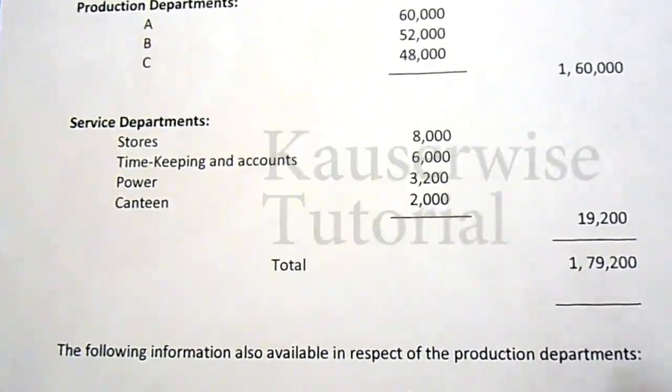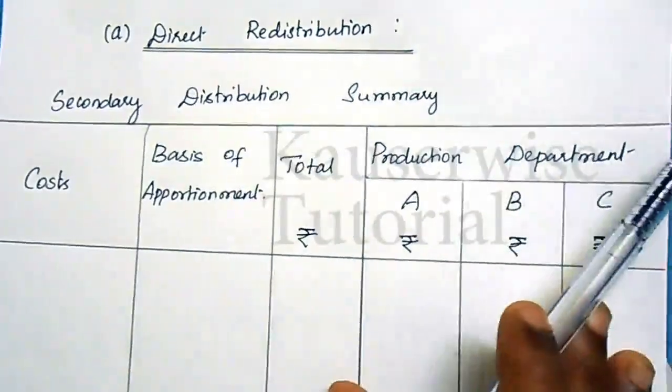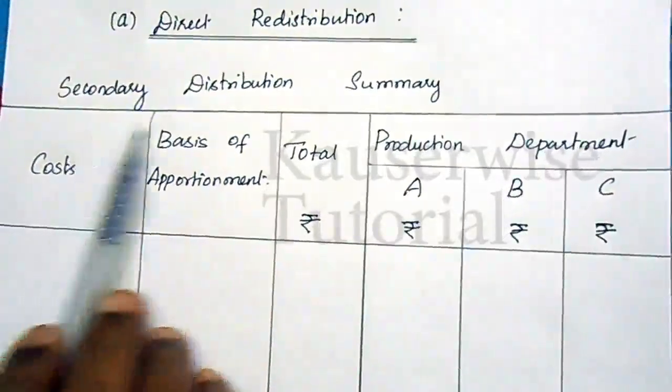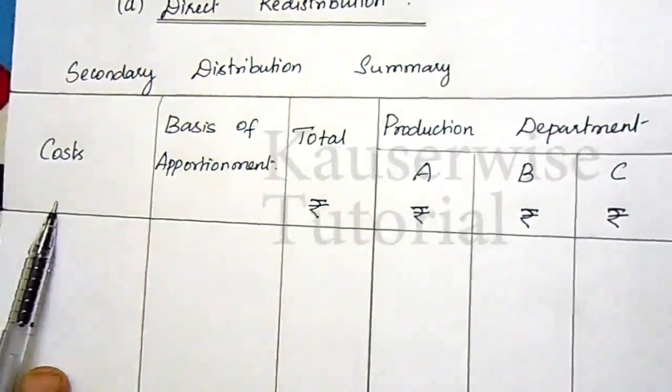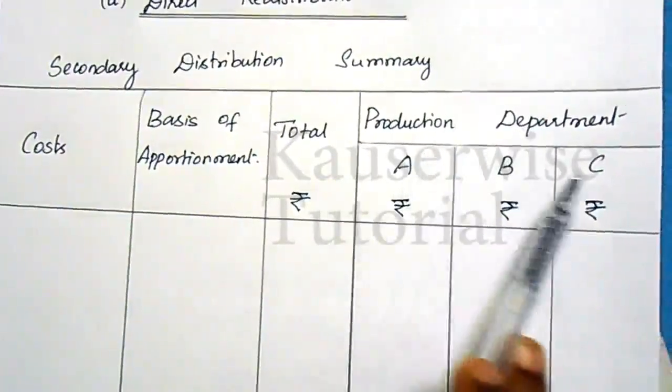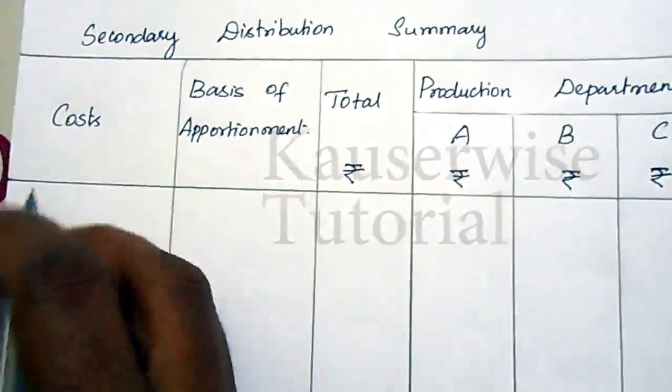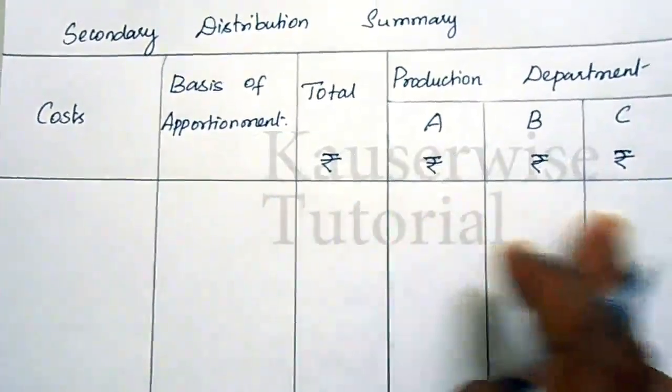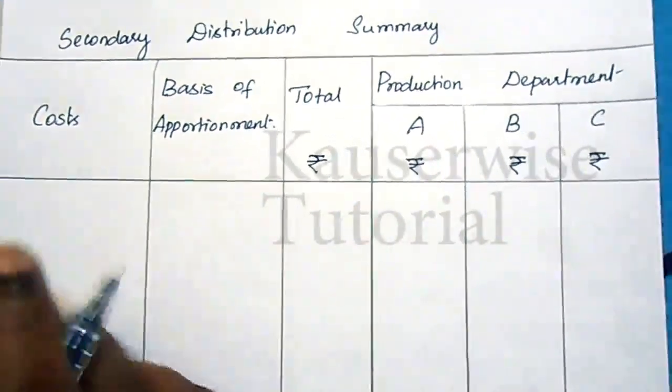So now let us see the calculation. According to this method, this is the format: secondary distribution summary, cost column, basis of apportionment, total cost and the 3 production departments. First start with the production department cost as per the primary distribution.